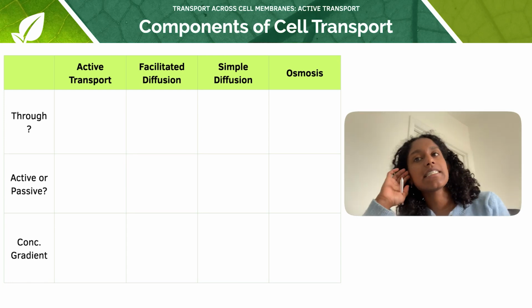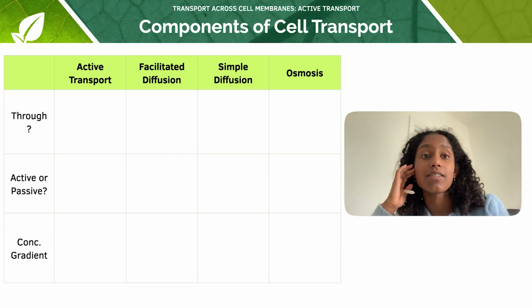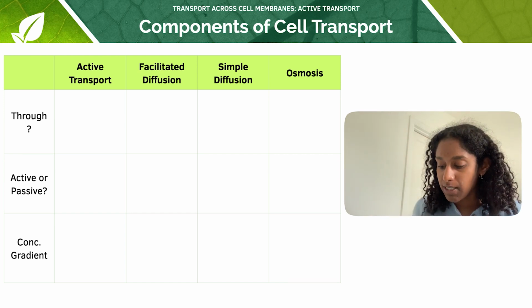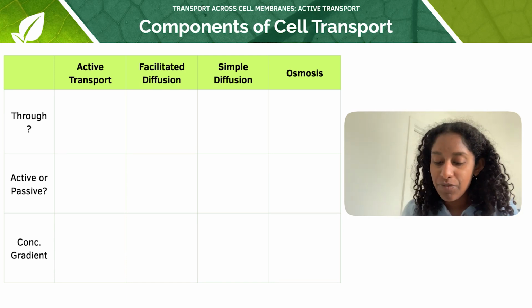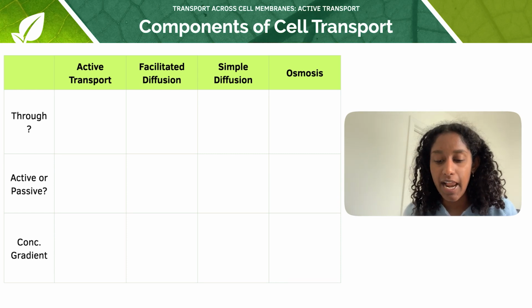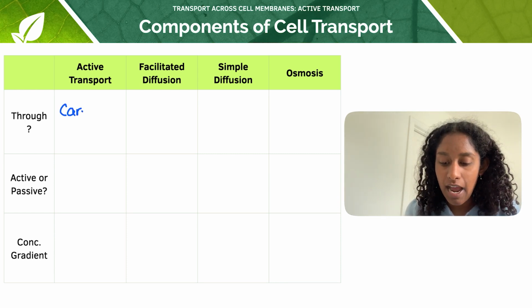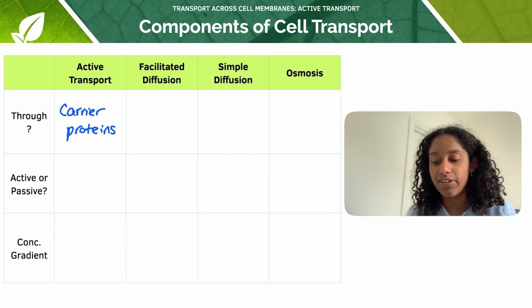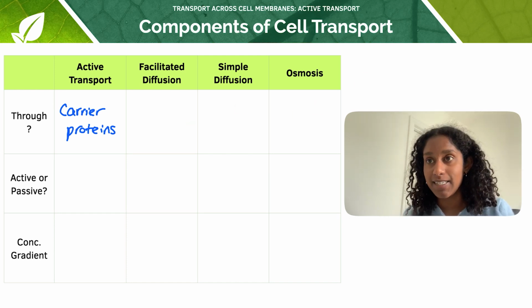Okay, so we've got a nice table here where we can contrast our different types of transport across our cell membrane. So let's kick off with talking about active transport, since we've been talking about that quite a lot this tutorial. So active transport, how does it transport molecules through the phospholipid bilayer? Well, it uses carrier proteins, so we can fill that in here. This is a really useful table to jot down in your revision notes so that you really understand the difference between these four types of transport across cell membranes.